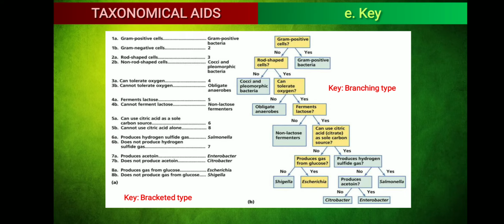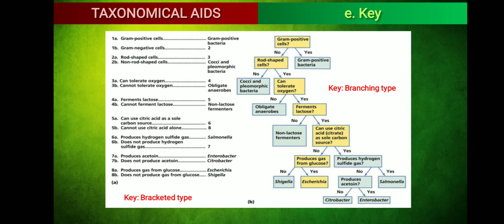If yes, we will take it as Pseudomonas. Does it produce gas from glucose, produce hydrogen sulfide gas? Produces gas from glucose, we will take it as Escherichia coli. No, then we call it Shigella. Yes, if it can use citric acid, does it produce hydrogen sulfide gas? Yes, then we will take it as Salmonella. No, then does it produce acetone? If yes, we will take it as Enterobacter. If no, then we call it Citrobacter.